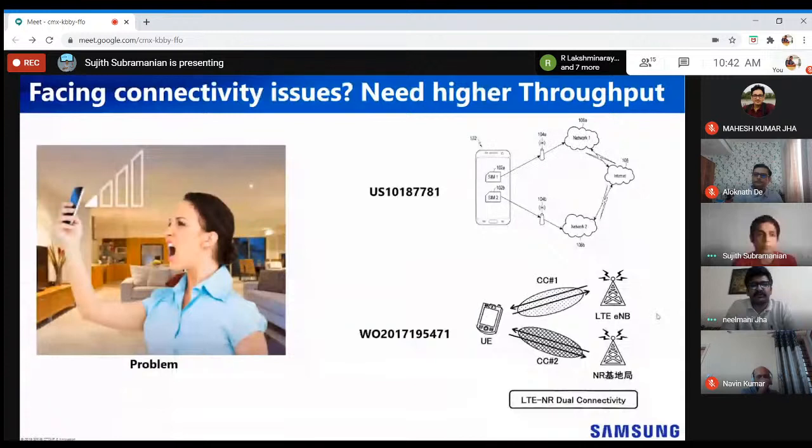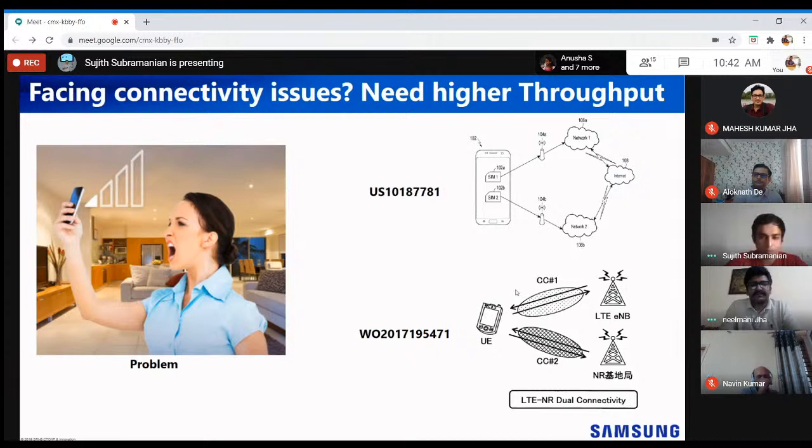So the first issue or the primary issue that we're dealing with in this example, the connectivity or the throughput, with the use of this dual connectivity, I can say, has been solved to some extent. But once the industry tried to solve this issue, the industry started facing a new set of issues.